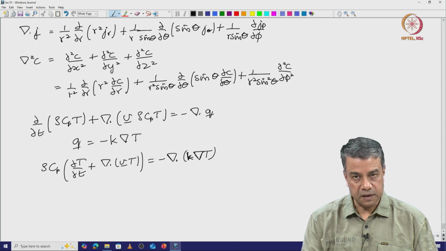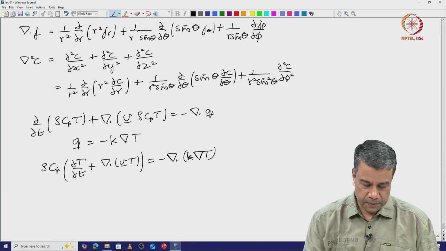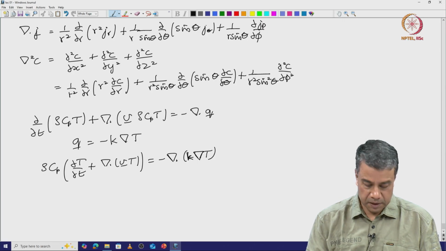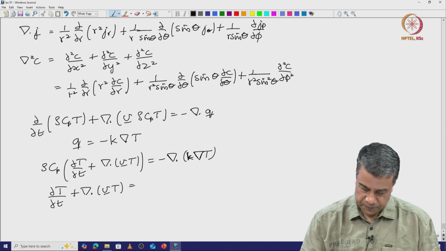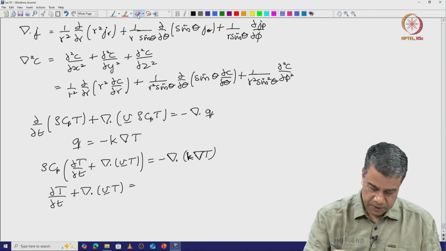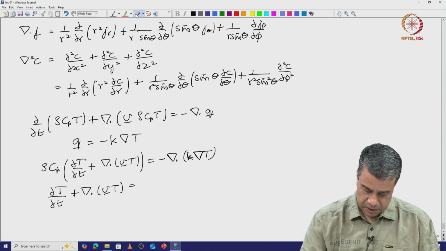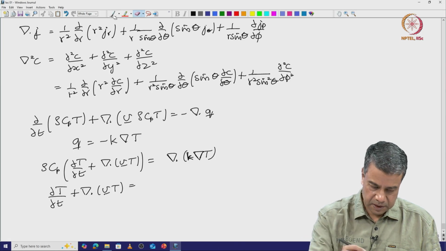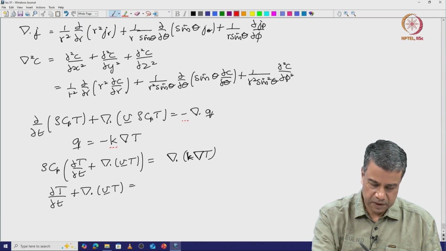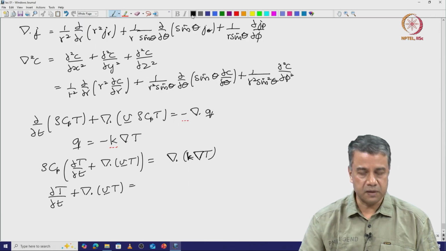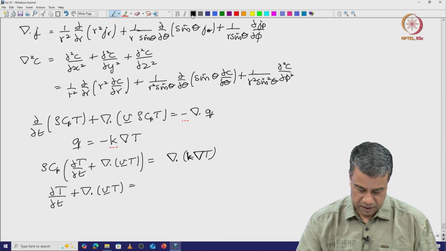And if further the thermal conductivity is also a constant, we can divide throughout by rho times Cp and write the equation as partial T by partial t plus divergence of the velocity times T is equal to, I am sorry, there should be a positive sign here, okay. Should be a positive sign here because I have a negative sign here for the flux and the negative sign here for the equation for the flux, the constitutive relation, that is Fourier's law for heat conduction.